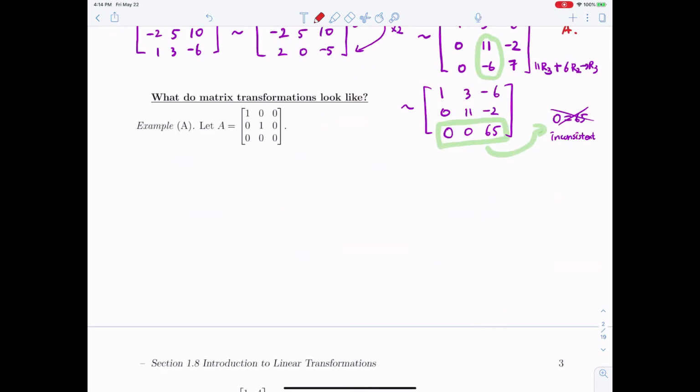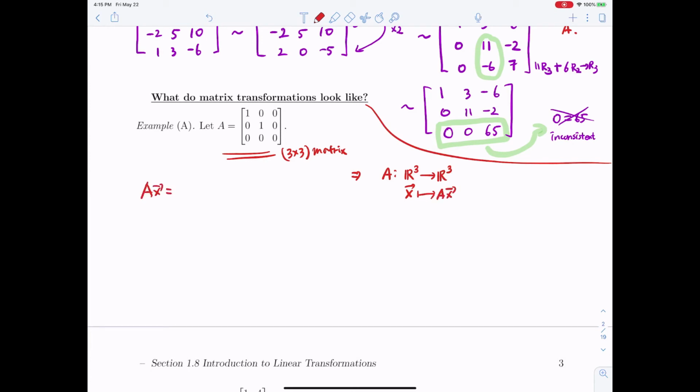So let's look at several examples about matrix transformations. For the first one, A is given by this 3 by 3 matrix. So we can tell that A is a map from R3 to R3, defined as sending x into A times x. So here, A times x equals 1, 0, 0, 0, 1, 0, and 0, 0, 0 multiplied by x1, x2, and x3. That gives you x1 and x2 and 0.